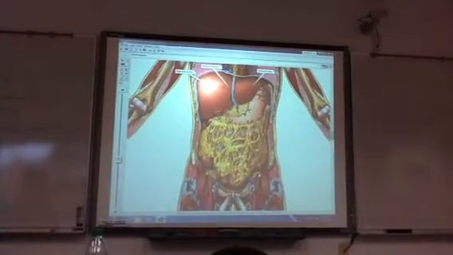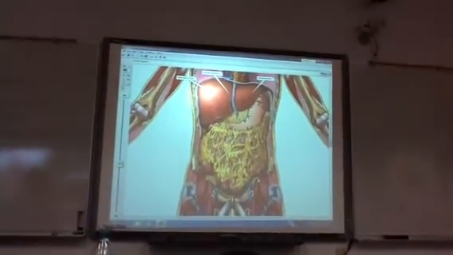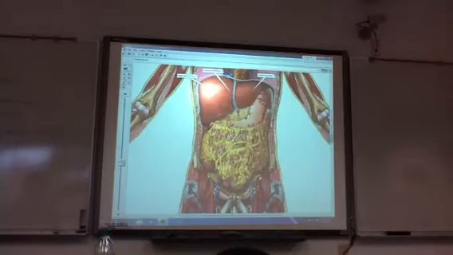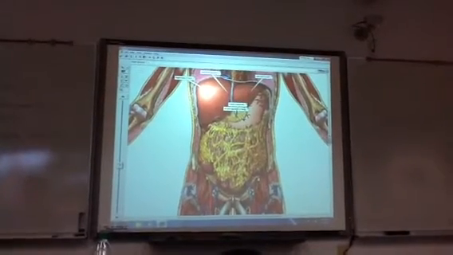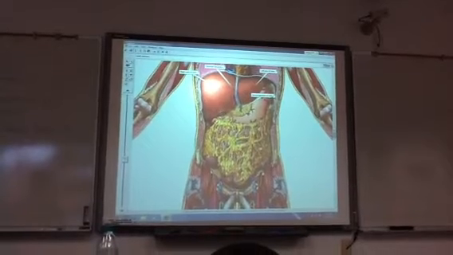Round ligament would be at the bottom. That's what's left over from the old umbilical vein that fed us when we were in our mom's uterus. Whoops. Didn't mean to label that right away. That's a round ligament.